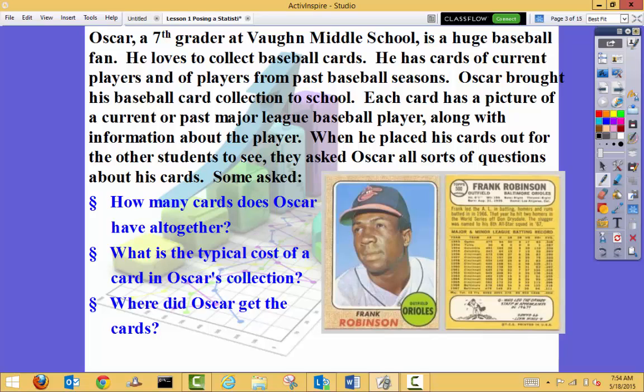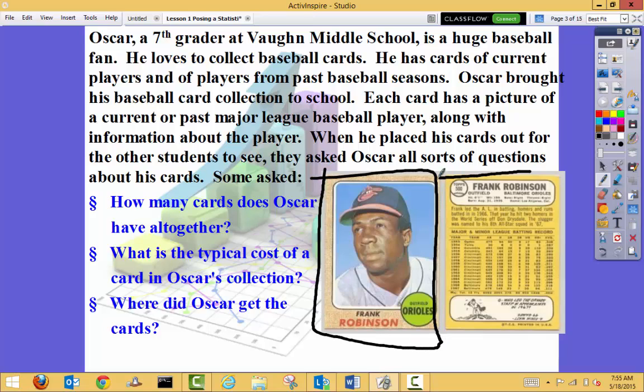Some of the questions that he heard were: how many cards does Oscar have altogether? What is the typical cost of a card in Oscar's collection? And where did Oscar get the cards? So here we have a picture of a baseball card. They normally have a picture of the person on the front, and then all this information or data on the back.